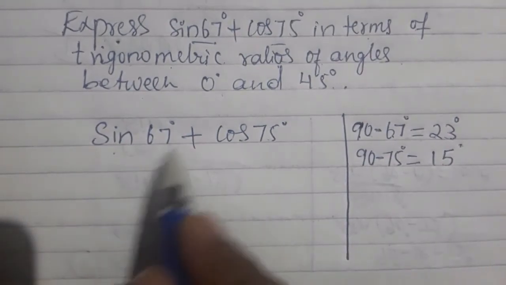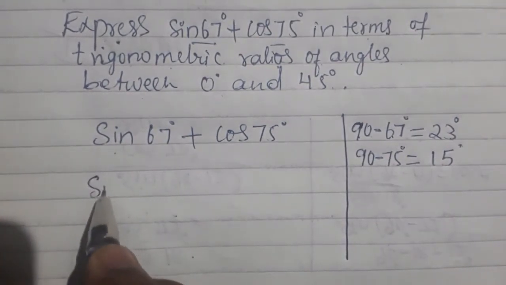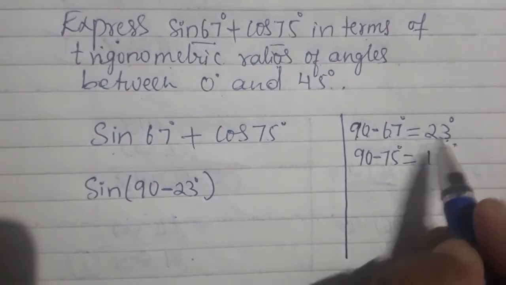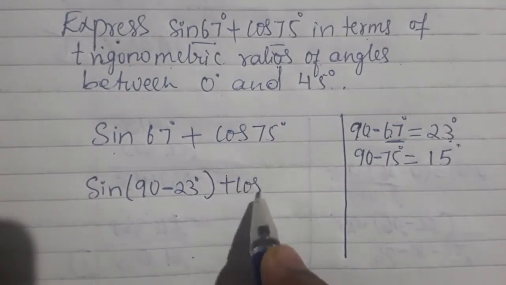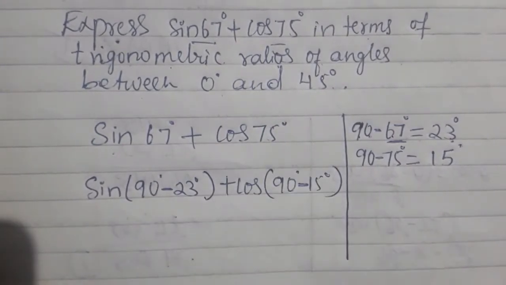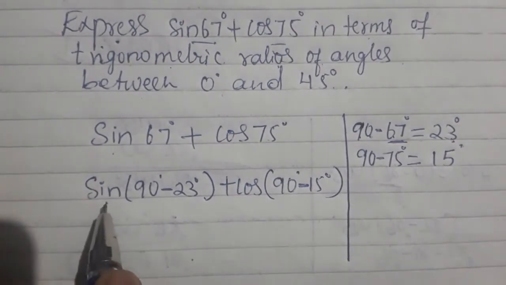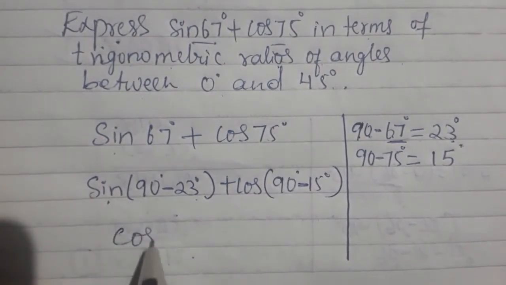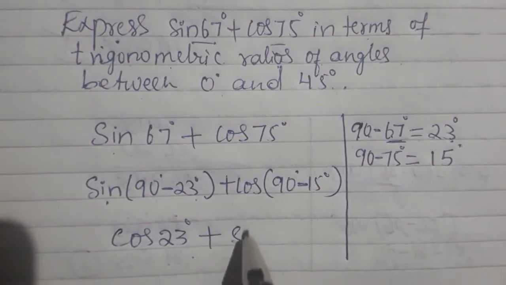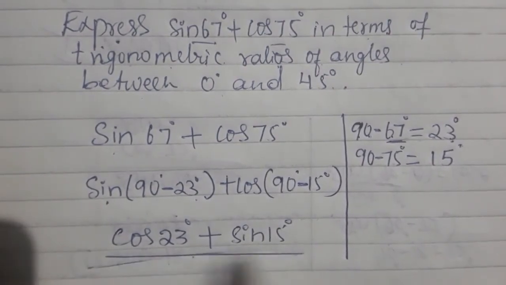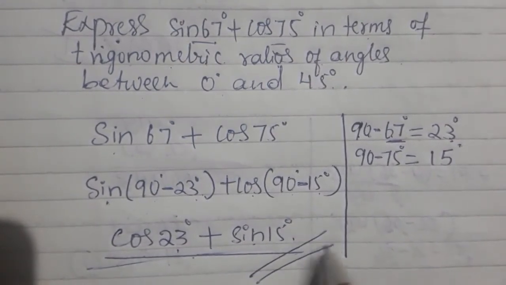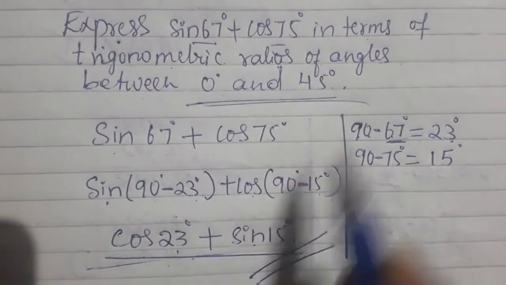Therefore, definitely sine 67 can be written as sine (90 minus 23) degree, since 90 minus 23 gives you 67, plus cos (90 minus 15) degree, which gives you cos 75 degree. We know the ratio sine 90 minus A gives you cos A. So this will become cos 23 degree plus sine 15 degree. Sine 90 minus A is cos A. Cos 90 minus A will become sine A. So this is the answer. You can notice the angles are between 0 and 45.